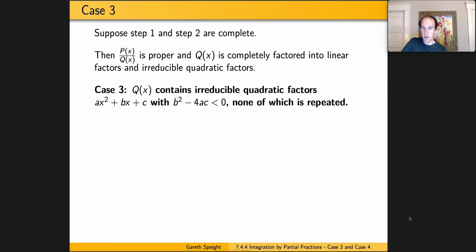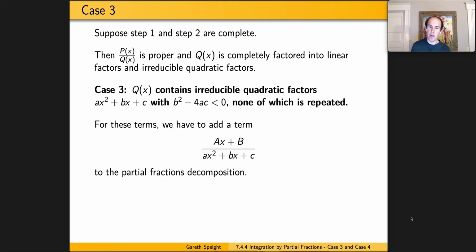So let's suppose that we're in case 3, and case 3 is what happens when the bottom contains an irreducible quadratic factor ax squared plus bx plus c, and it's not repeated. So none of them are a constant multiple of any other. So we don't have (ax squared plus bx plus c) squared or anything like that. We just have one of them. And in those terms, we don't have constant divided by ax squared plus bx plus c, but we have constant times x plus another constant over ax squared plus bx plus c.